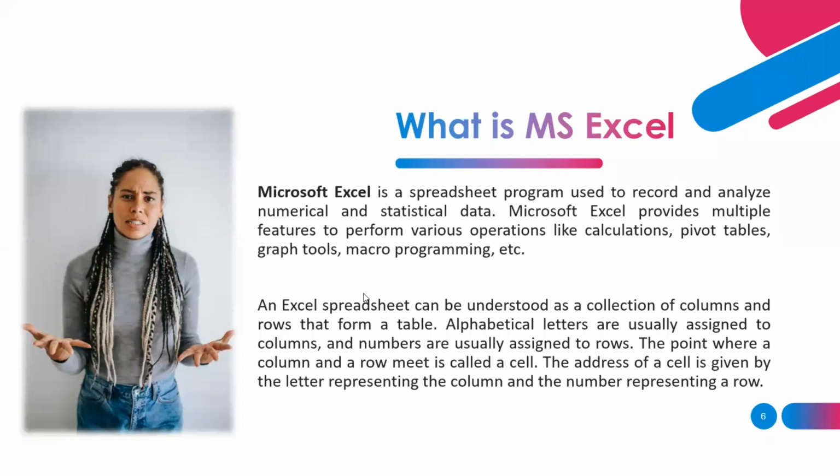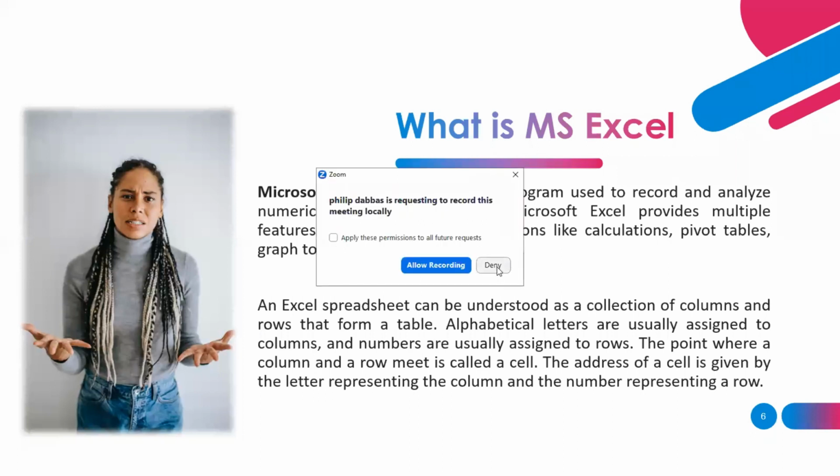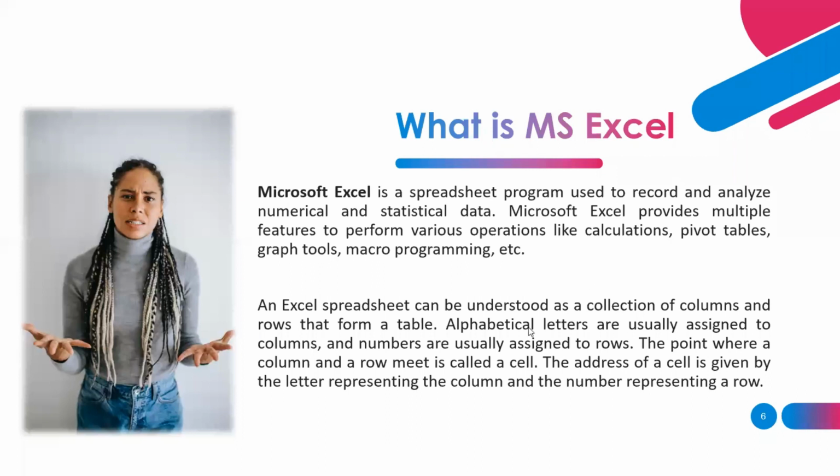An Excel spreadsheet can be understood as a collection of rows and columns that forms a table, right? Alphabetical letters are usually assigned to the columns and numbers are usually assigned to the rows. Now, the point where a row and column meet is called a cell. The address of a cell is given by the letter representing the column and the number representing the row.